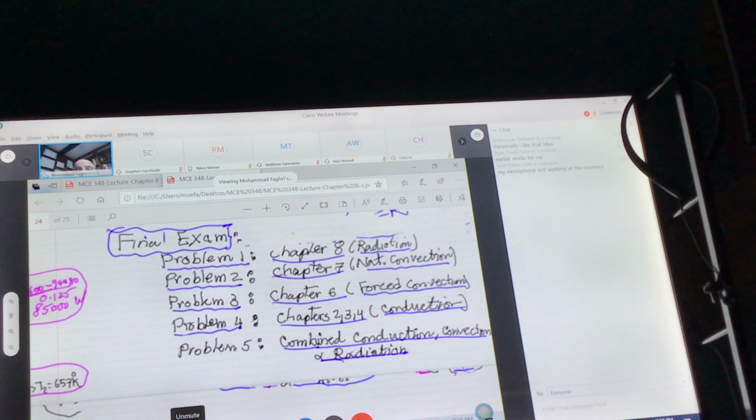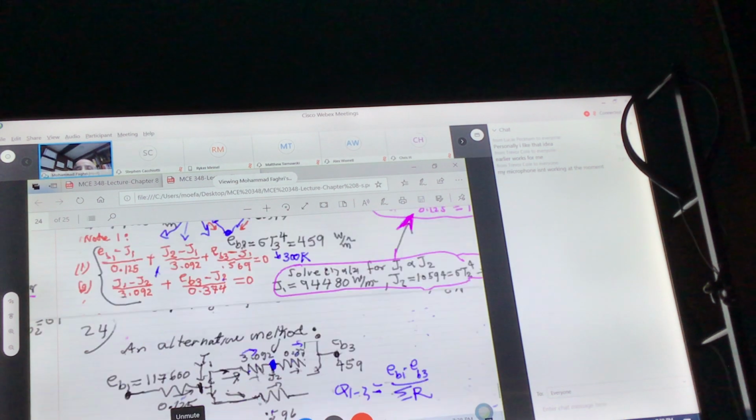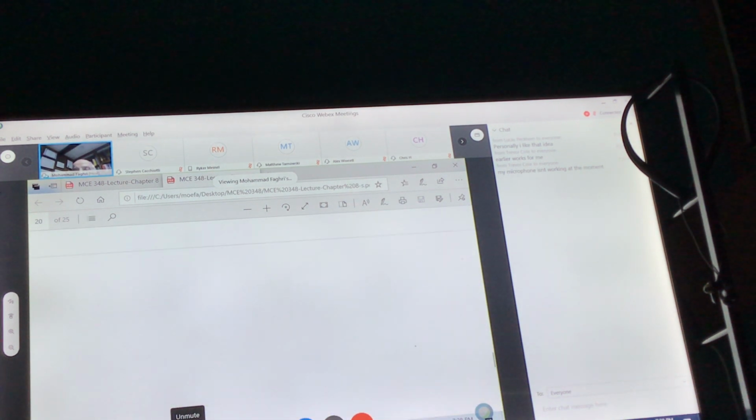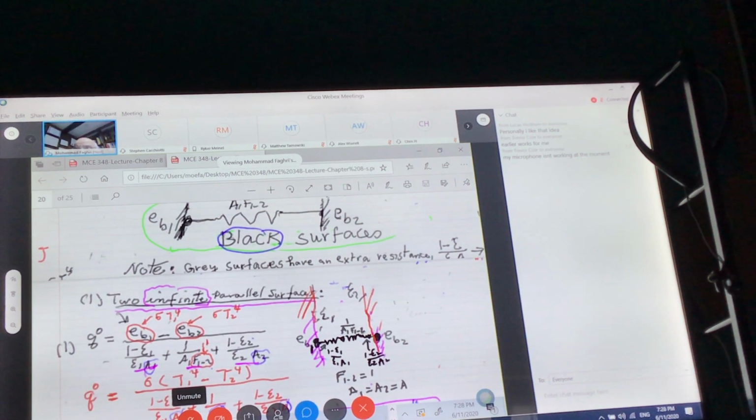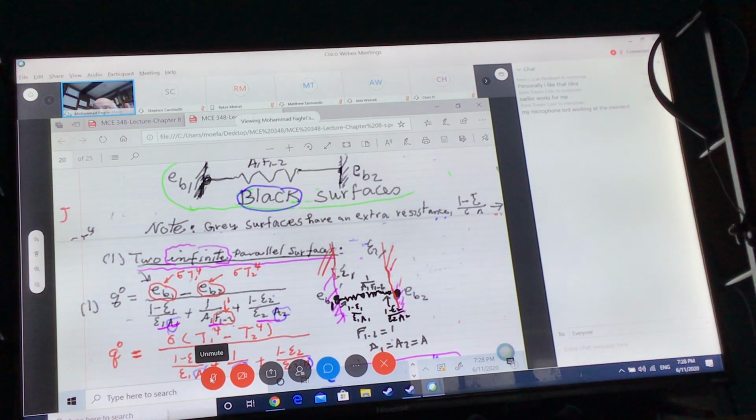All right, with that, take a short break and we'll go over radiation. We'll go briefly over it, and I'll tell you exactly what we have to do. Let's go over that.